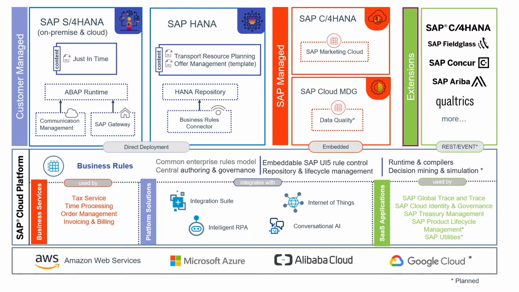Then you can see some of the business rules being embedded into different solutions. So you won't have your own business rules service behind that, but these solutions are using the business rules under the hood. An example would be SAP Cloud Master Data Governance or some C4HANA solutions. You can use the business rules to extend also other applications by using the REST services. For example, Qualtrics, for example, Ariba, for example, Concur.